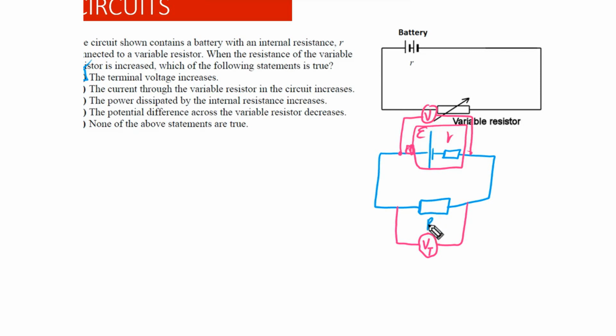But when you increase this R, the variable resistor is increased. Which of the following statements is true? When you increase the resistance, let's say you are starting from some value, the potential difference across this one will increase. So this is what we need to understand. EMF, you can also understand as Vt plus V lost here. Okay, let's go to the next one. So if this is clear.